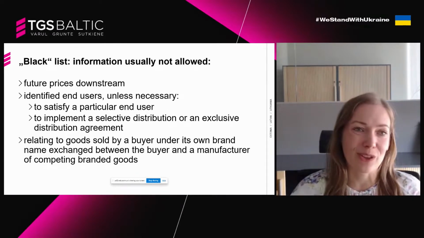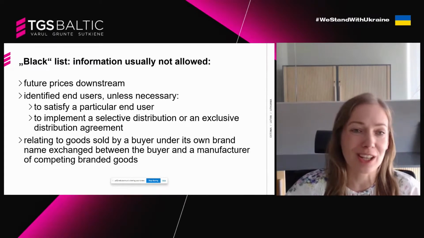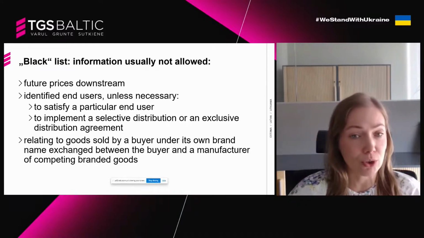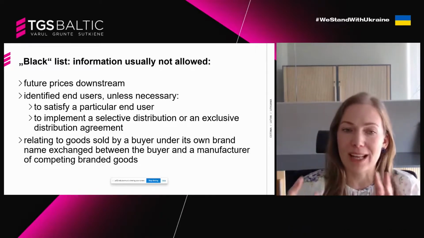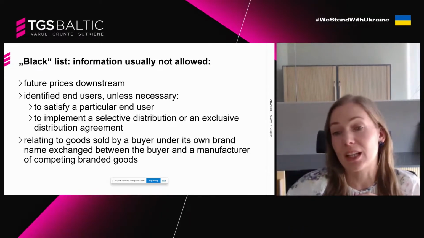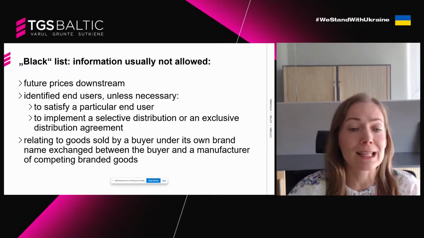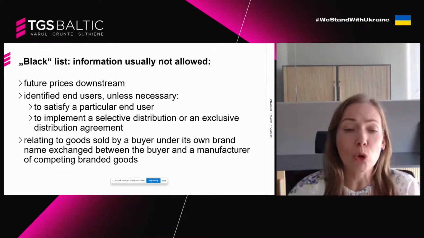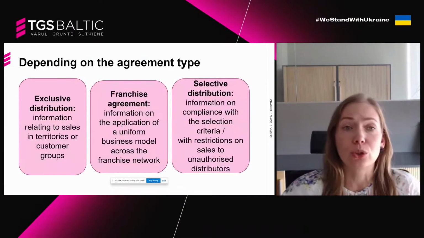So in contrast to this white list, we also have the blacklist. So this is the information that usually is not allowed. For example, future prices downstream, also identified end users, unless this is somehow necessary, for example, to satisfy a particular end user or something like that. And also blacklisted is any information relating to goods sold by the buyer under its own brand name and exchanged between the buyer and the manufacturer of competing branded goods.